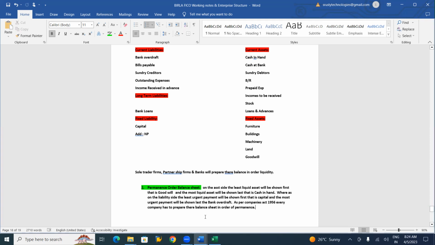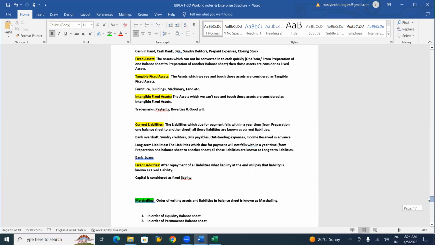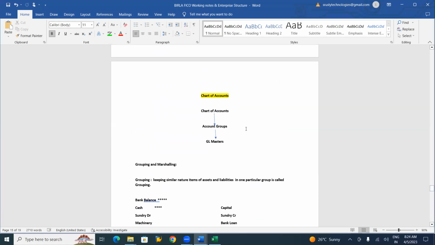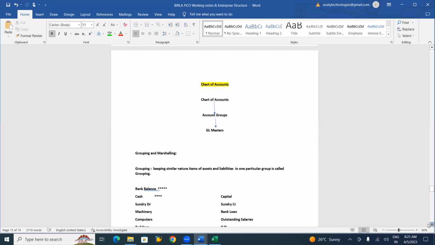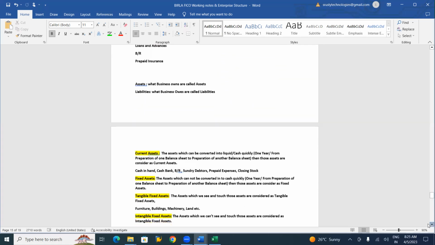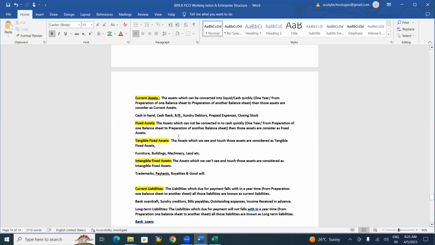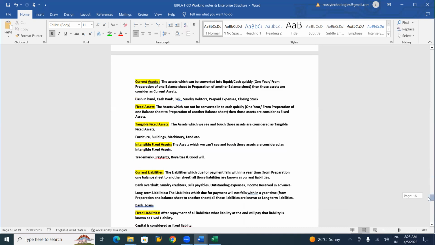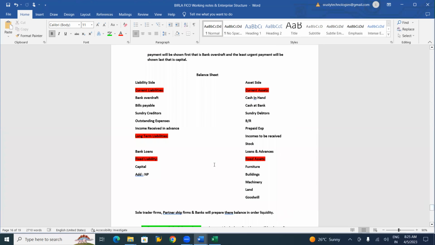So here, we wrote what is the chart of accounts. The chart of accounts is a library of account groups. So here we said account groups and GL masters. What are account groups? Account groups are your current assets, fixed assets, tangible fixed assets, and intangible fixed assets. Those are considered account groups. These are clear. And what are the GL masters?